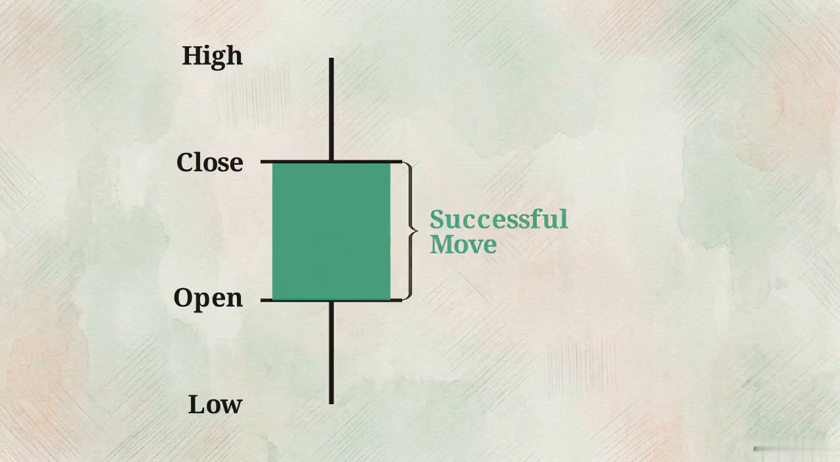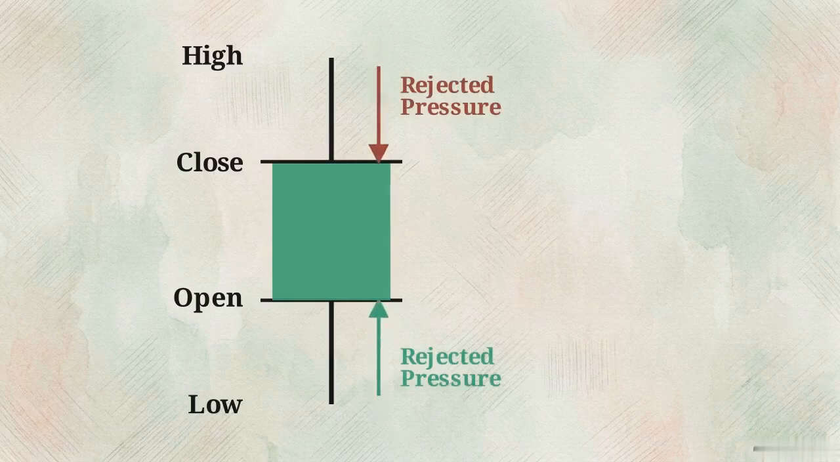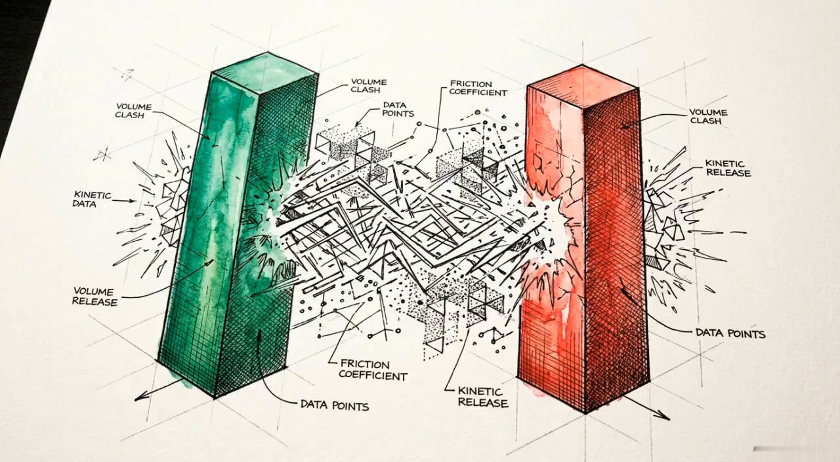The thin wicks, however, tell a different story. They represent rejected pressure, areas where one side tried to move the price but was forcibly pushed back by the opposition. These elements show you the current state of the war for capital. If you rely on the color of a candle without considering the length of the wick, you are ignoring the data that actually dictates the next move.